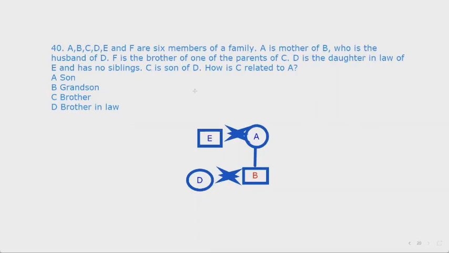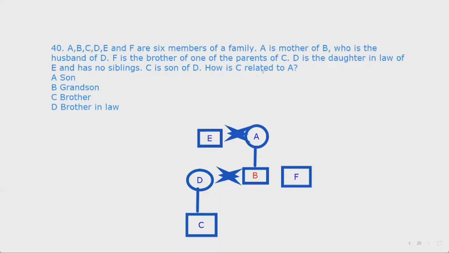C is son of D. Okay, so again, the same relationship. C is son of D. C is a son. Okay, C is son of D, and they are asking about F. We left F. F is the brother of one of the parent of C. So F will come here, and if F is a brother then he is the brother of B. Cool. It was not necessary to find out the relation of F, but still we have done it.